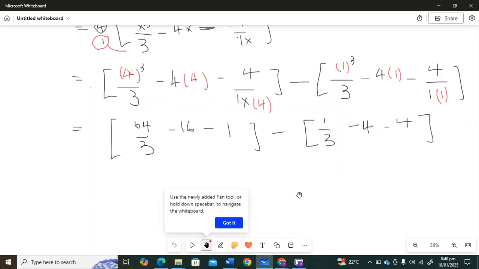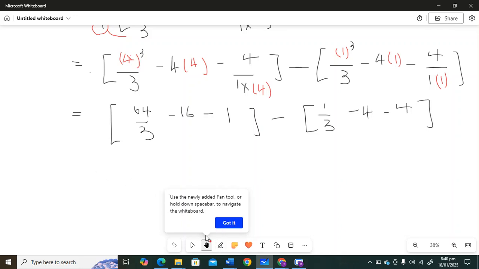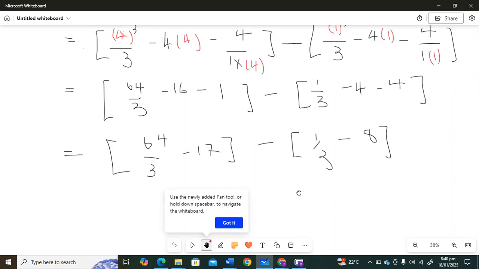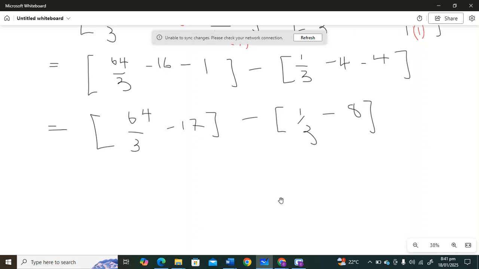Okay, so let's solve here now. Let's see what answers we get. To make life easy, you can start: negative 1, negative 16 minus negative 1, that is negative 17. So you can do 64 over 3 minus 17. As I said, if you want decimals, just do 64 divided by 3, whatever decimal you get. Then here you can say negative 4 minus negative 4, that is negative 8. Now I believe this part, even a grade 2 can solve it.